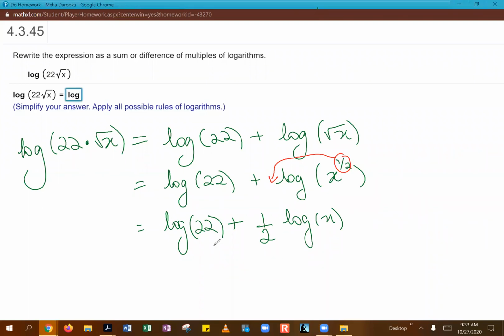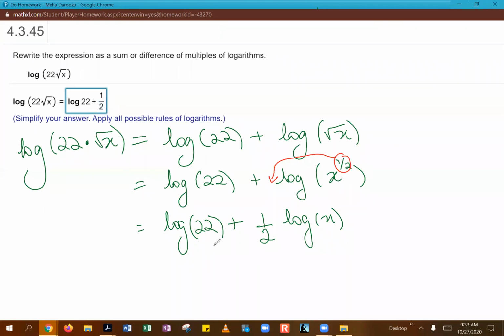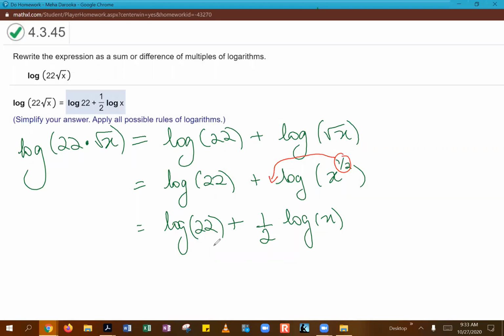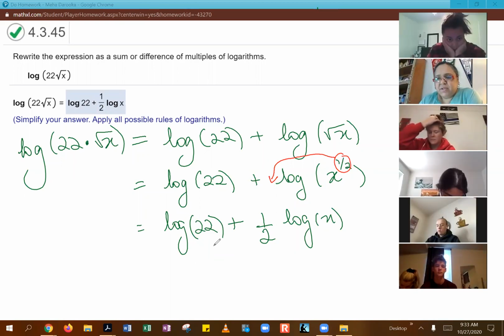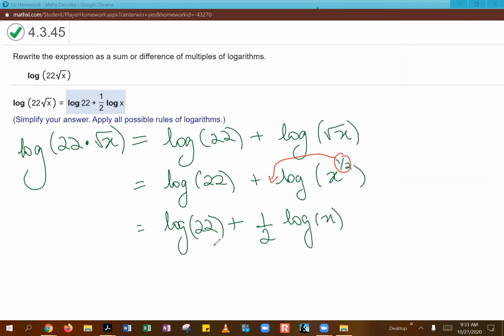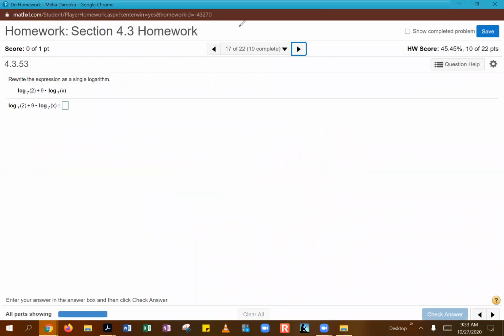So as I was saying, sometimes you can have a combination of different rules. You don't always have to have only one rule that you are using. So this is what this one will come out to be. Questions on this one? You will have a couple different examples where they are going to ask you to use a combination of rules.